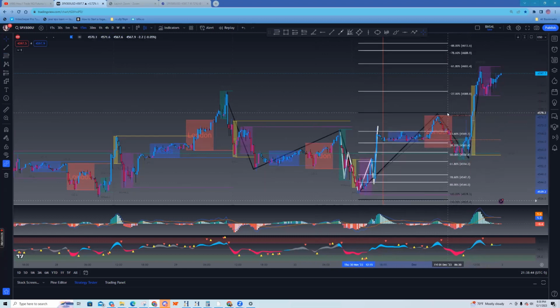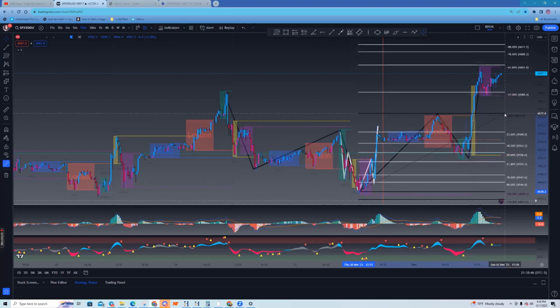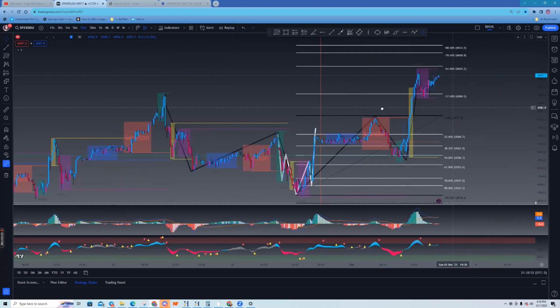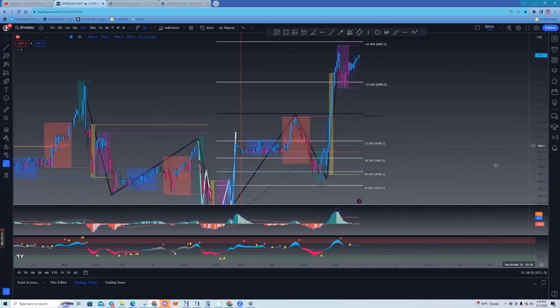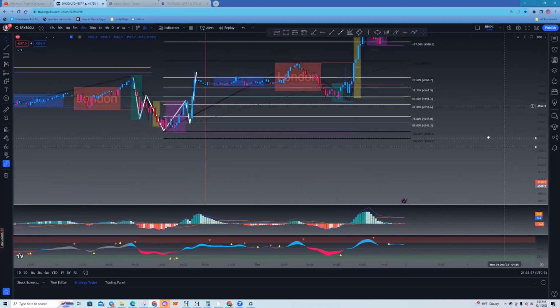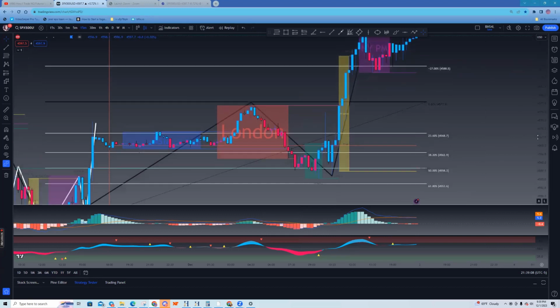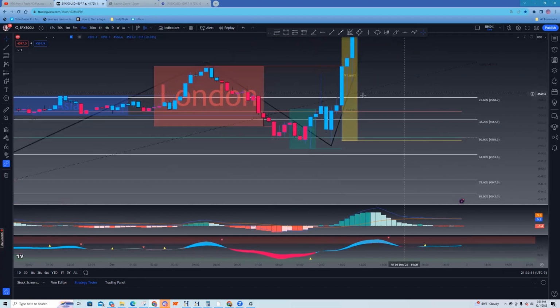So here we go again with the fib. All right, so as we came into New York, there was a lot of consolidation. I remember trading this today like it was 10 minutes ago. There was a lot of consolidation happening in New York, and pretty much the same thing happened at 10 a.m. You got a big vigorous candle.